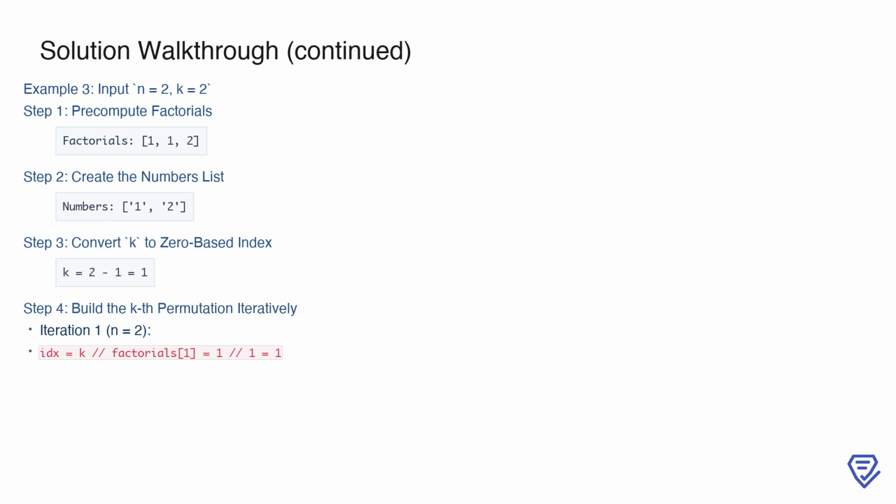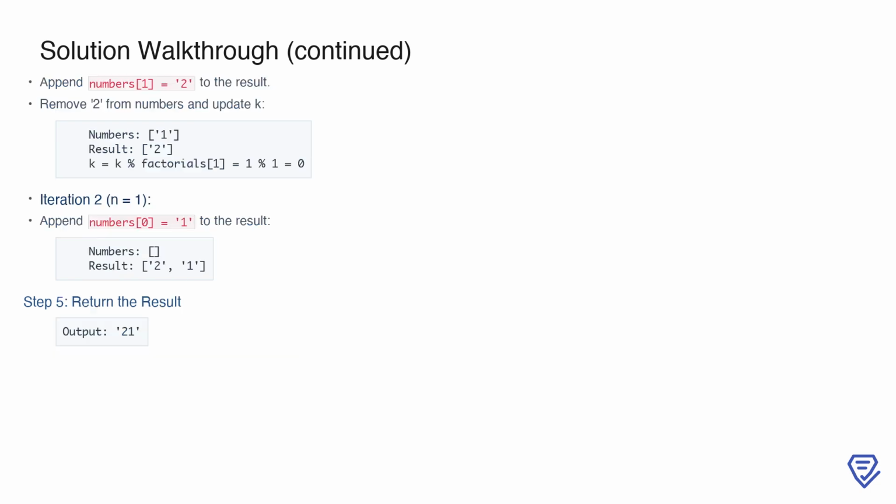In the first iteration, with n equal to 2, the index is calculated as k divided by factorial 1, which is 1 divided by 1, giving 1. This corresponds to the second number in the list, 2. We append 2 to the result, remove it from the numbers list, and update k to the remainder of k divided by factorial 1, which is 0. The numbers list is now 1, and the result list is 2.